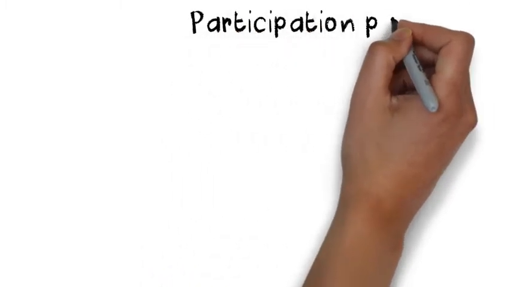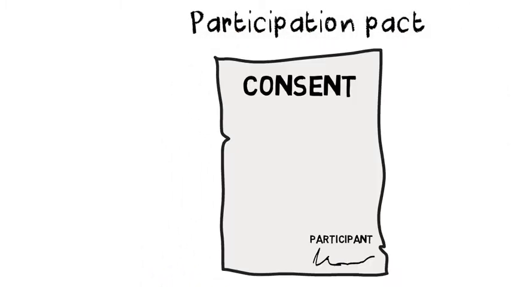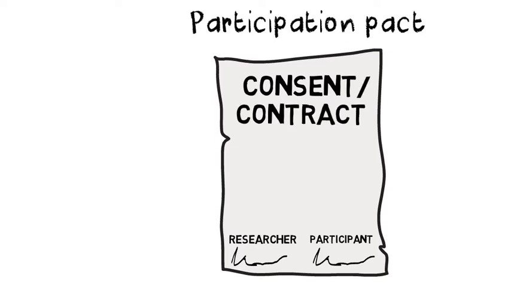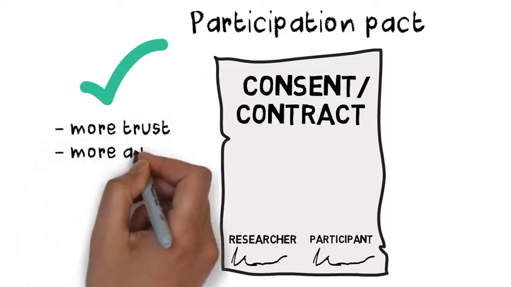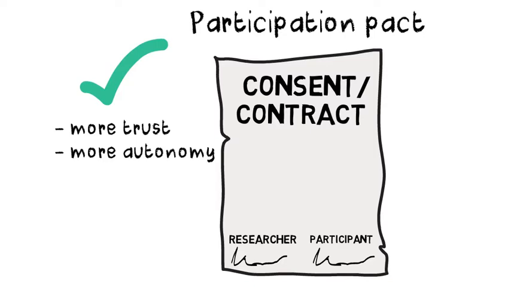The participation pact is also a blanket consent, but in this case the researcher or a biobank employee also signs the consent form, signaling trust. So the participant is not informed any better, but the consent form is more like a contract between participant and researcher. This increases the trust participants have in biobanks, making them feel more empowered and autonomous.